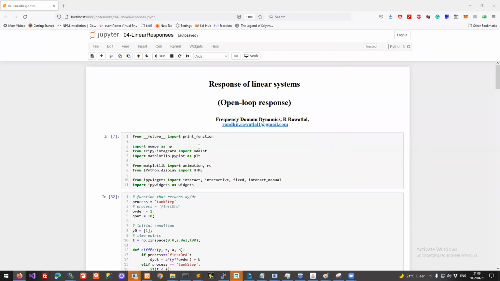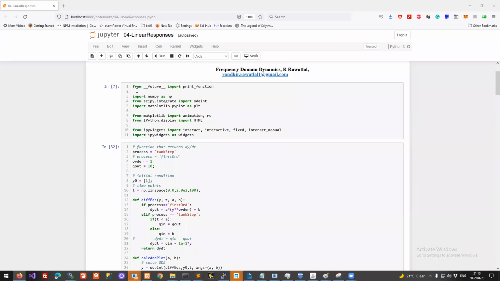Right, so here's the Python code that we are writing for the response of our linear systems. And here you can see some of the libraries that I'm making use of. So of course, NumPy. We will also use SciPy because we are actually going to integrate our function.